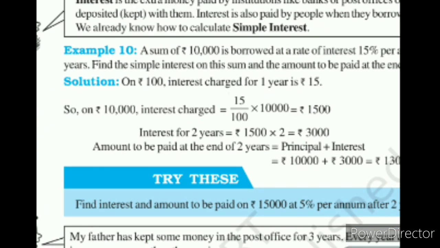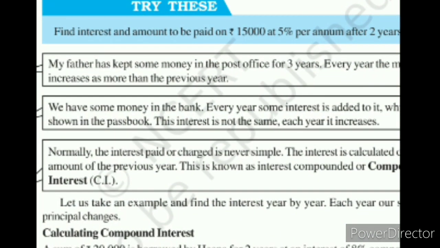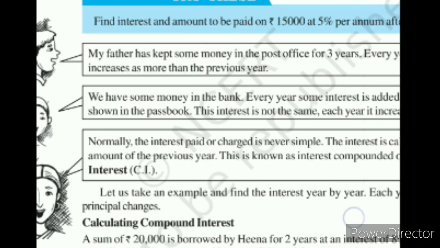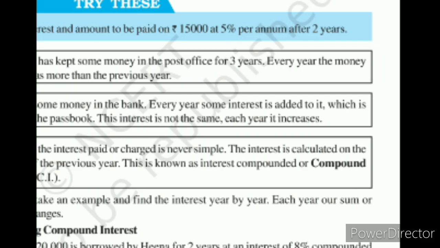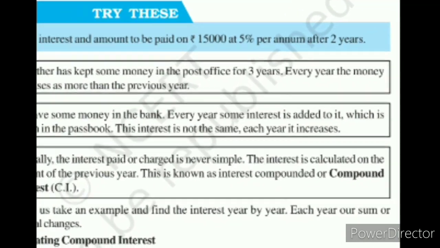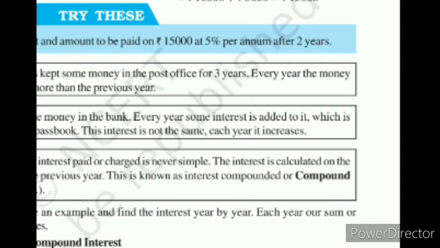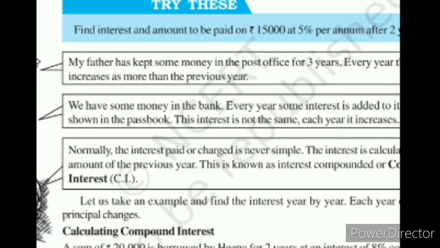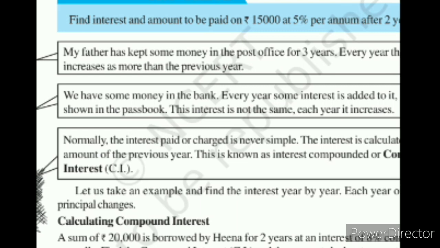But the compound interest paid or charged is never simple. The interest is calculated on the amount of the previous year. This is known as interest compounded or compound interest. You can copy down this definition. In the box it is given, no? Normally don't write the word; you start from: the interest paid or charged is never simple. The interest is calculated on the amount of previous period. This is known as interest compounded or compound interest.